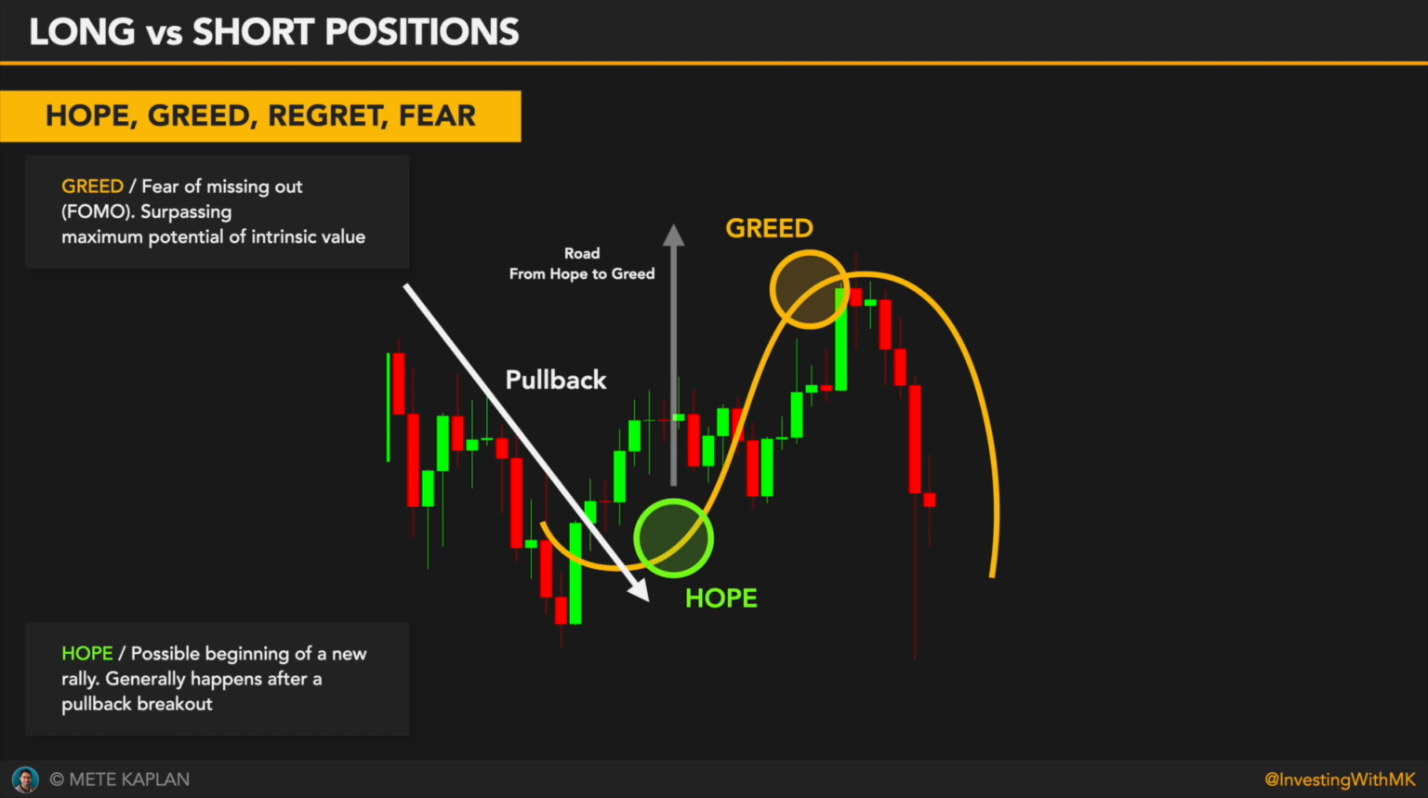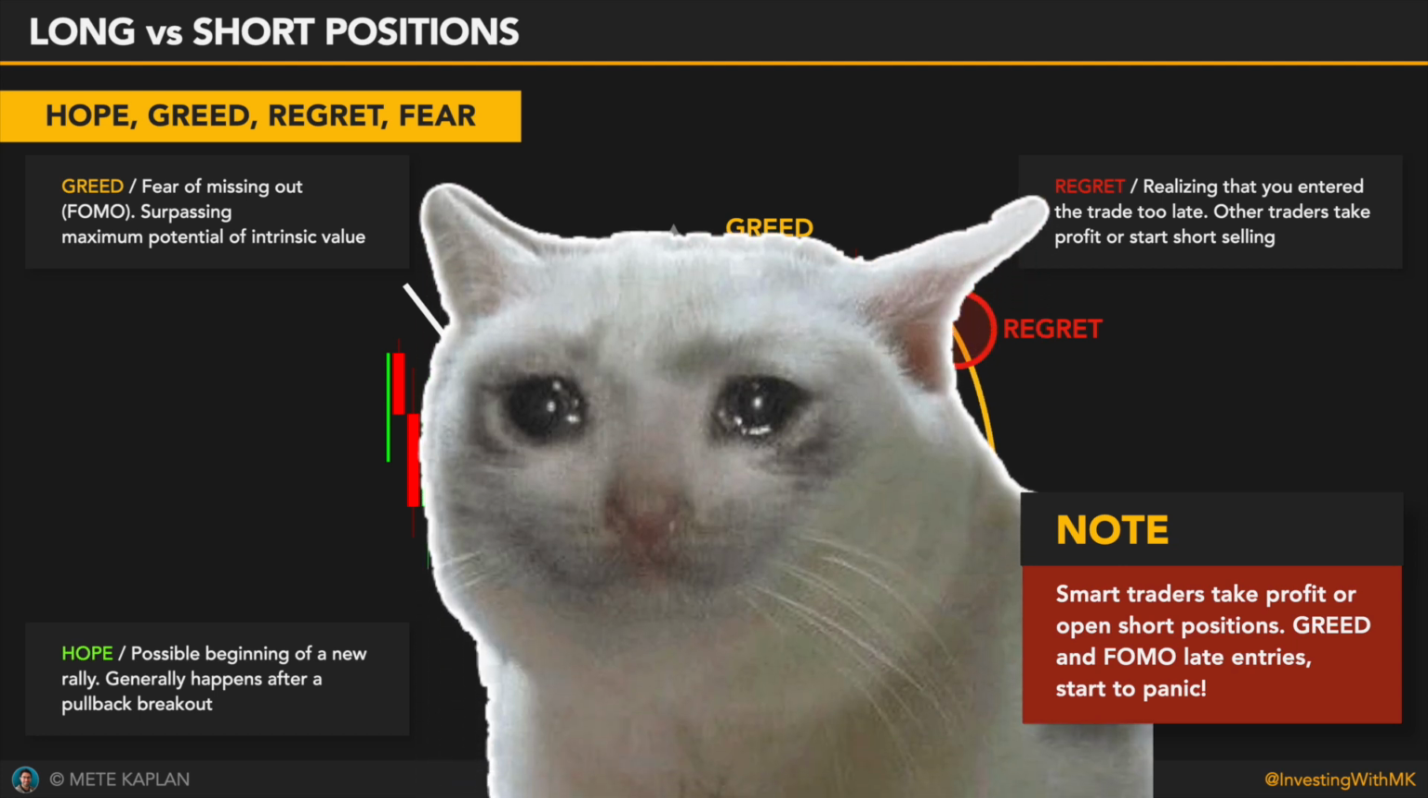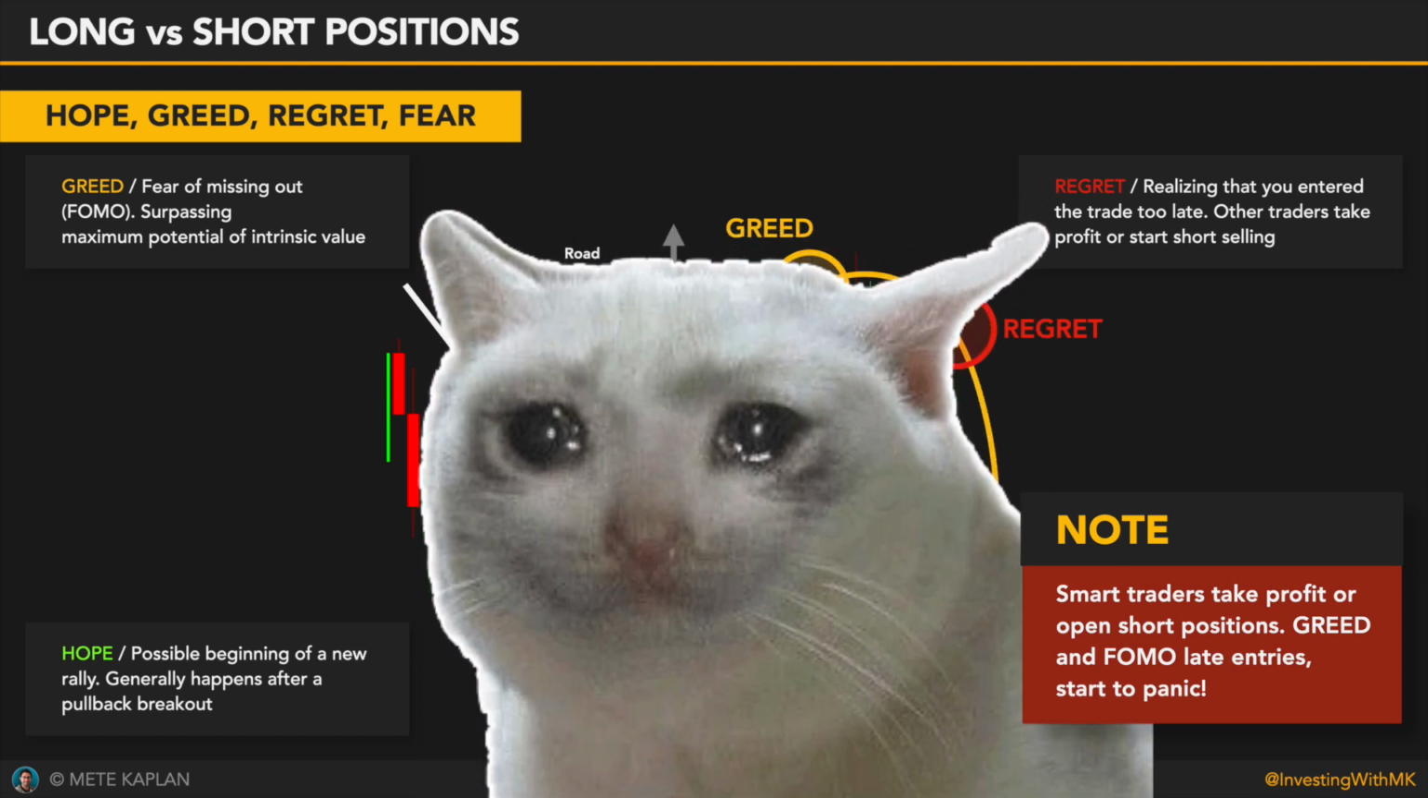When you enter a trade at the top of a rally, you will start feeling regret. Because smart traders are sitting on over 15-20% profit, with a leverage of 100% maybe. This is where smart traders take profit. Unless they forget their open positions like me sometimes and make awful decisions.